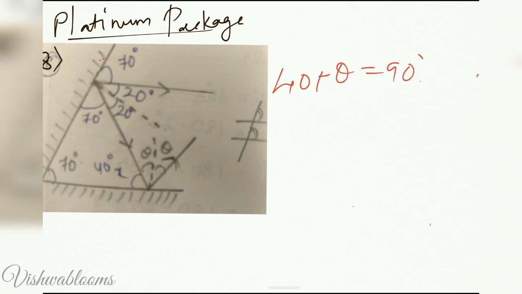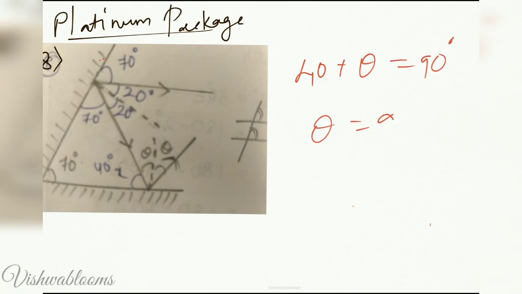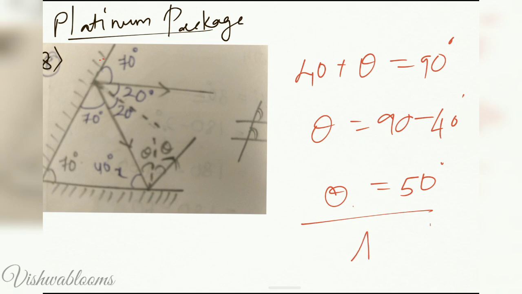Why will you write this? Complementary. So you should write that reason, complementary. Or else, normal is 90 degree. Generally the normal is 90 degree. That's why we are adding it up and making 90. Theta is equal to 90 minus 40 degree. Theta is equal to 50 degree, which is option A.